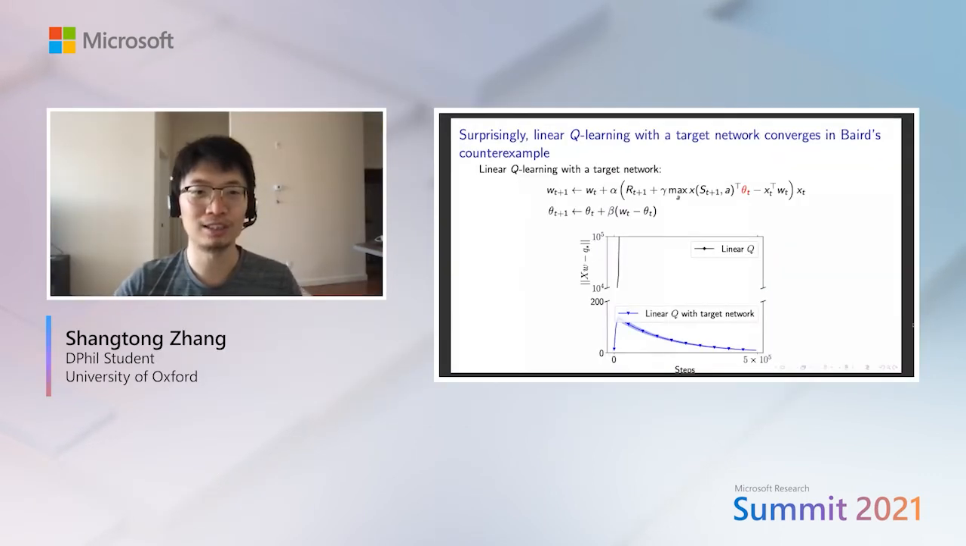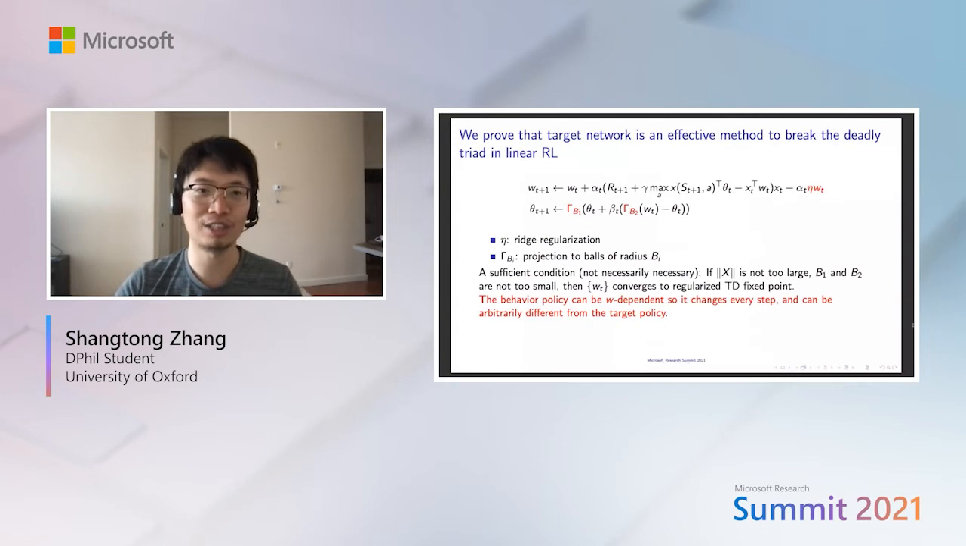So do you think it's by accident? Our answer is no. We actually prove that target network is an effective method to break the deadly triad in linear reinforcement learning. To be more specific, we analyze this updated rule for linear Q-learning with target network. This is a variant of the previous update.